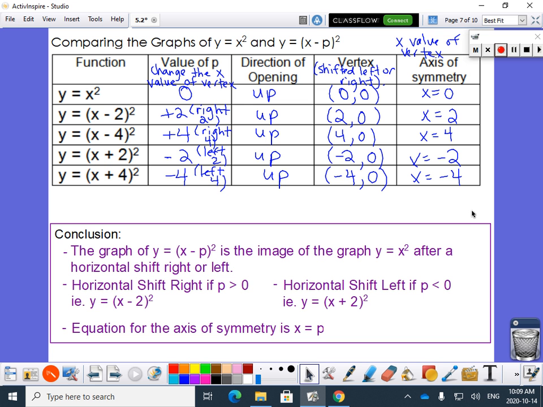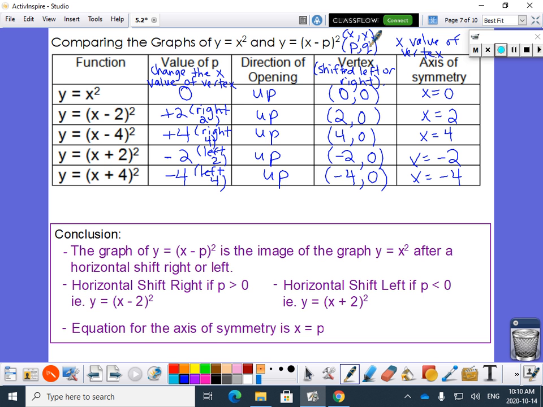So when it says that x equals p, really in the vertex, p, q. Remember x, y, x, y, p, q, because now we have a p here instead of an x or a y, because we already have an x and a y. So please don't let that confuse you. The p is really the x value. That's why it's saying x equals p. To get the axis of symmetry, we looked at the x value of the vertex, which is this number here, which is really p. That's why it says x equals p.